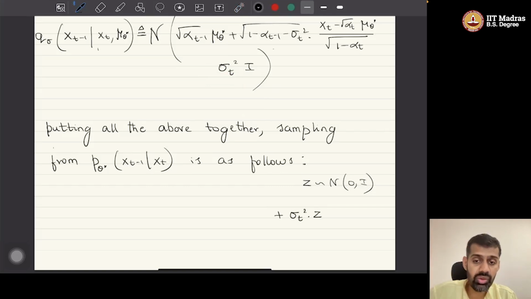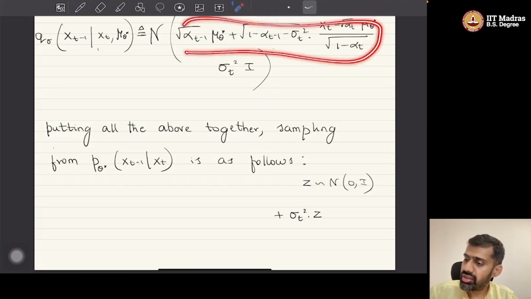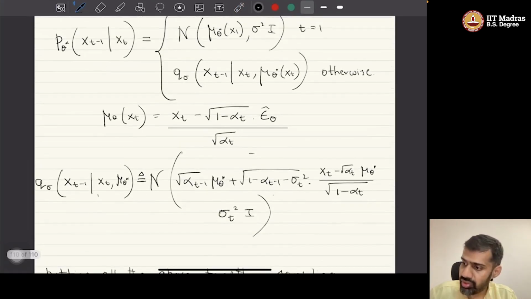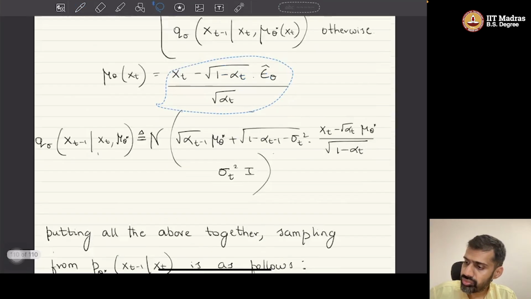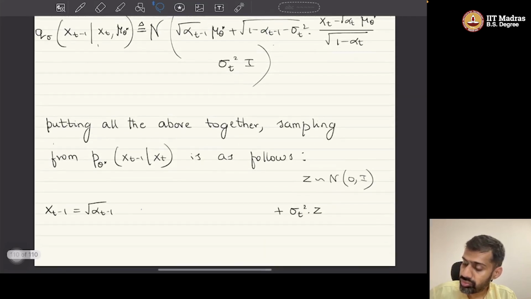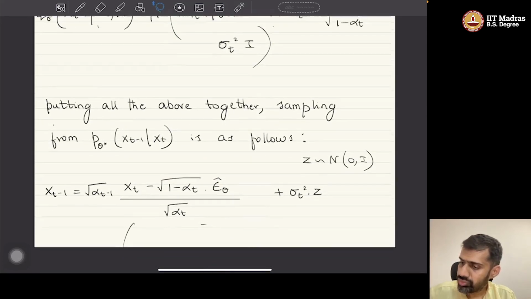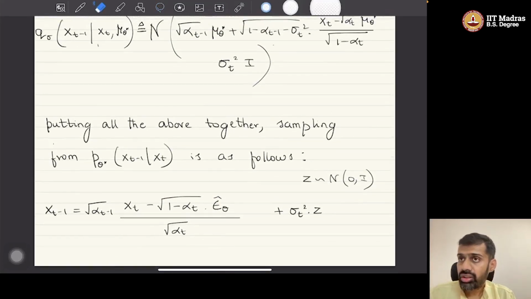This is the scale that we are applying, and we just shift it with the mean. So what is the mean? The mean is equal to this entire thing. This is what we will write down. So my x_{t-1} will be equal to root of alpha_{t-1} times mu theta star. So what is mu theta star? We have written mu theta star to be this. Take that down. Okay, this is the mu theta star. We have the other term as well.